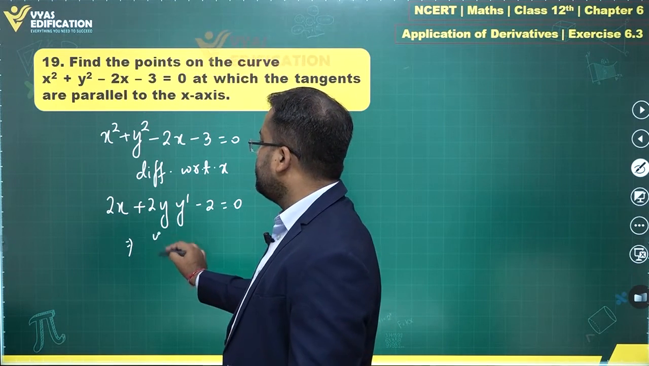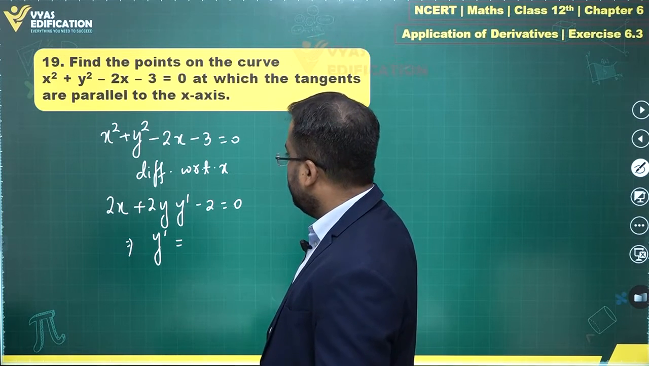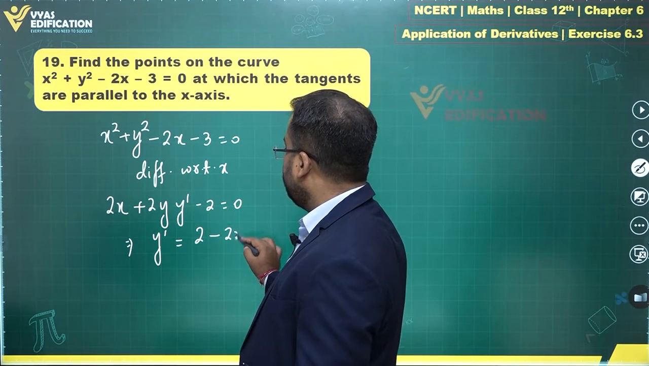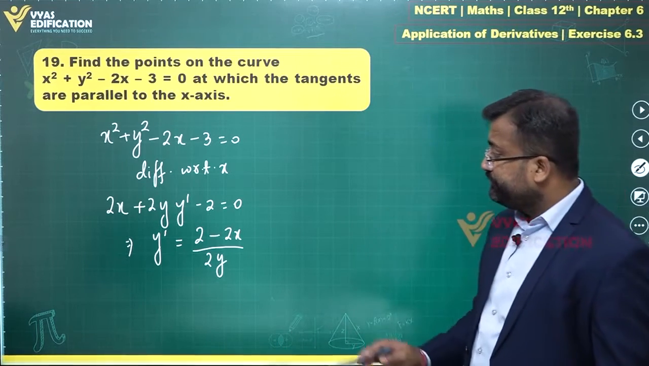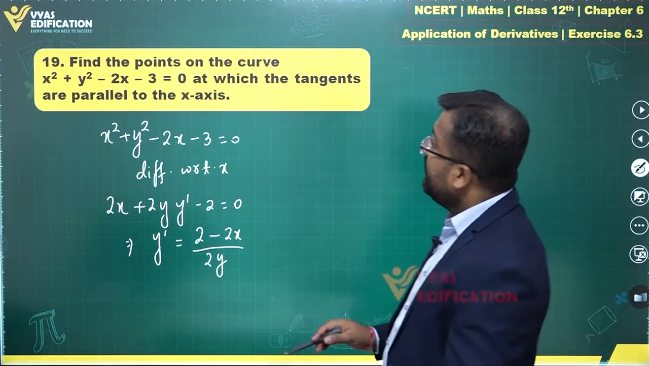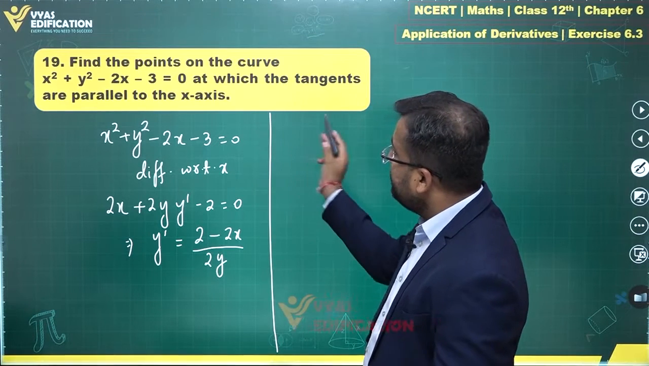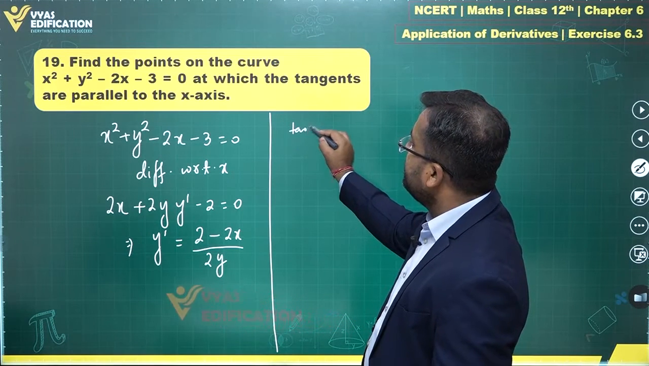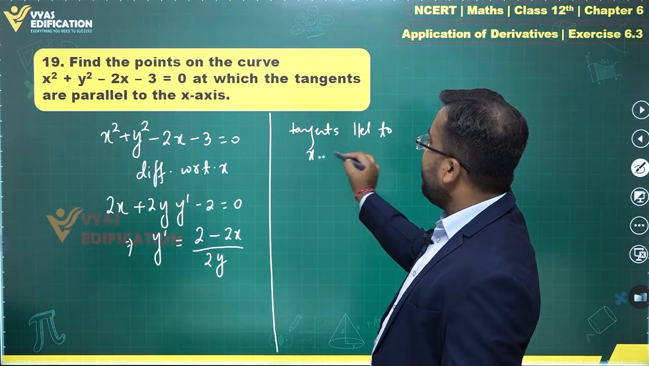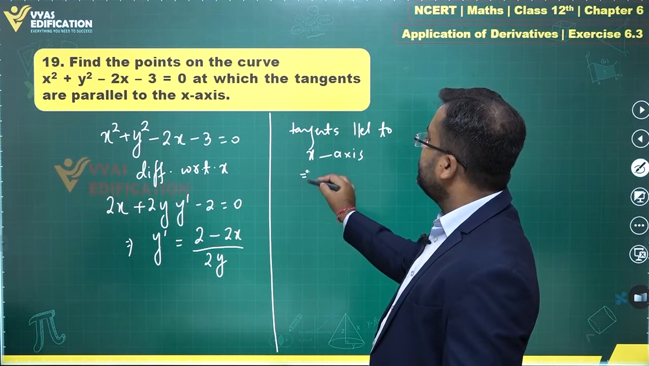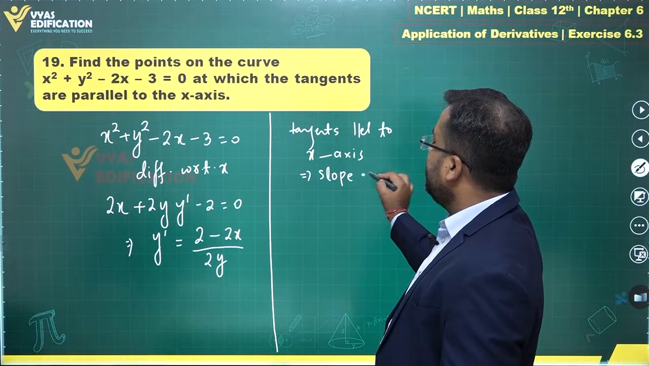What does that give me? This tells me that y prime will be equal to what? This is 2 minus 2x over 2y. This is what it tells me, right? Is that simple? Yes. And points on the curve at which the tangents are parallel to the x-axis implies slope will be 0.